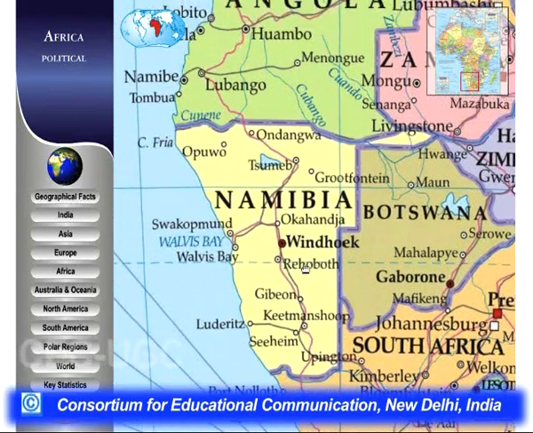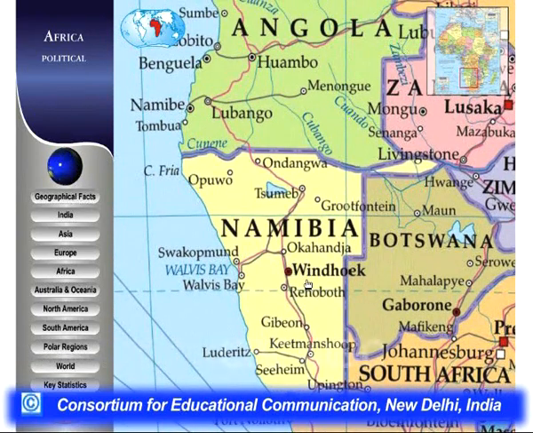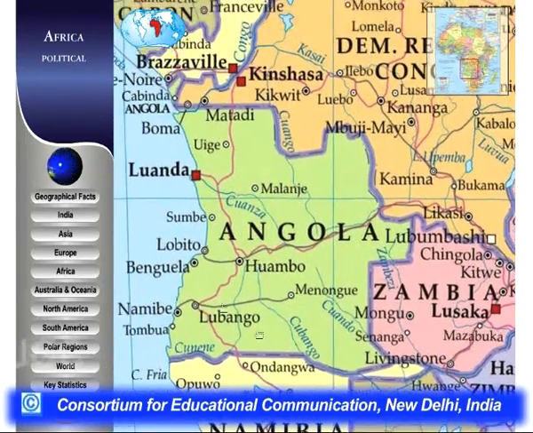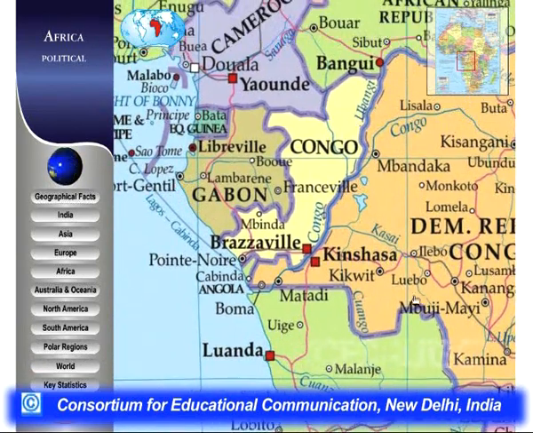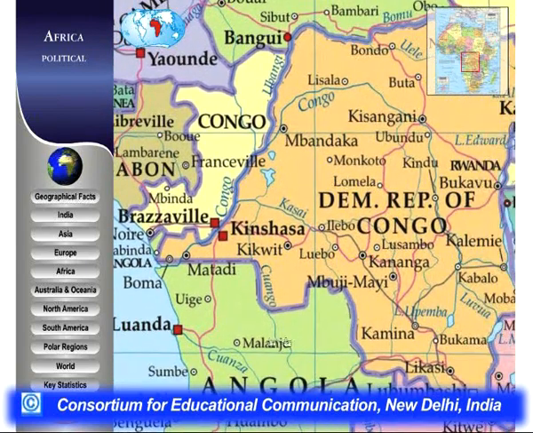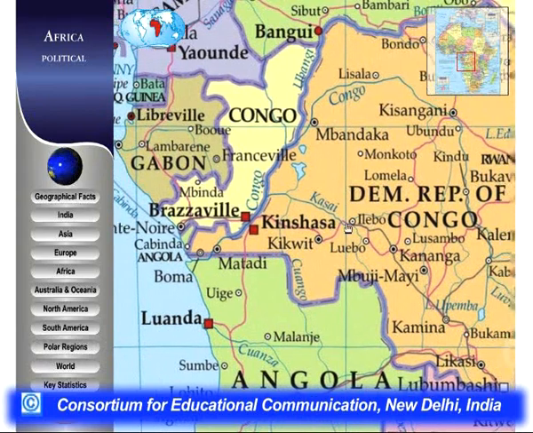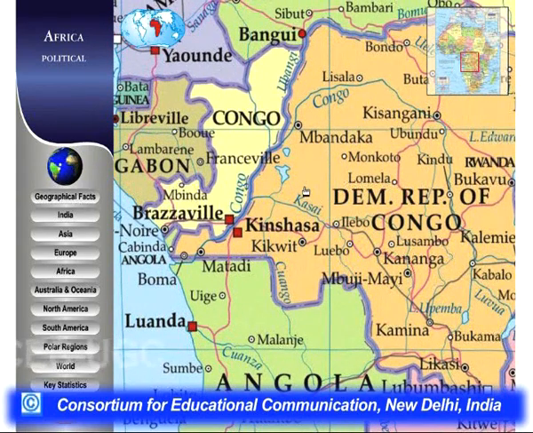Number 14 is Namibia. And number 15 is Angola. And then the DRC, called the Democratic Republic of Congo, having its small coastline which divides the Congo and Angola here. The Democratic Republic of Congo is also known as Zaire because of the river Zaire.